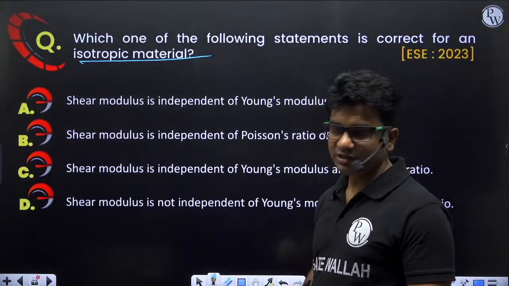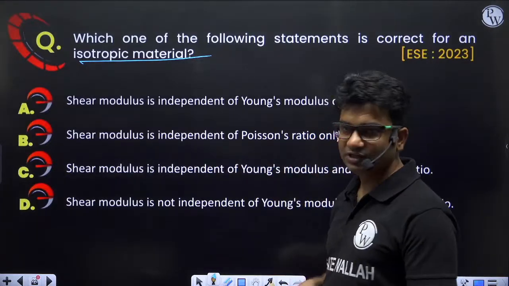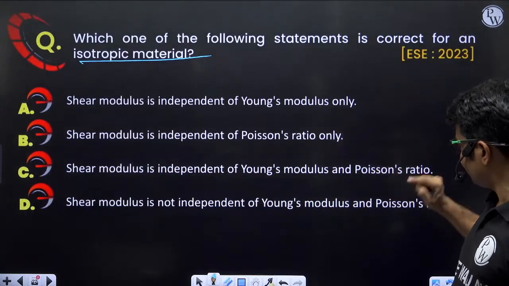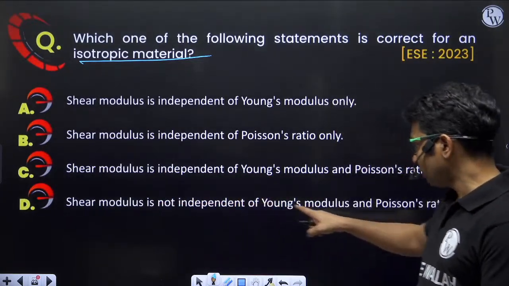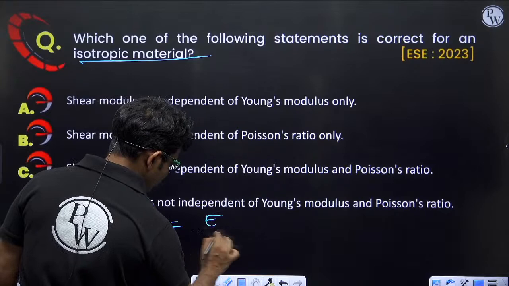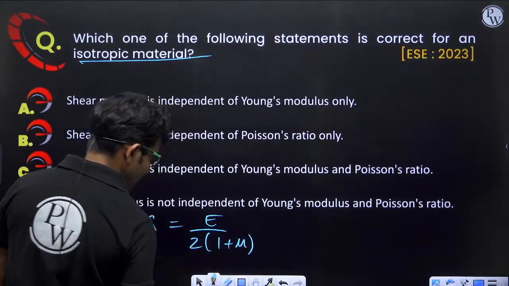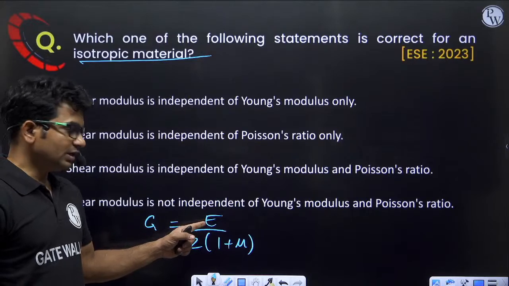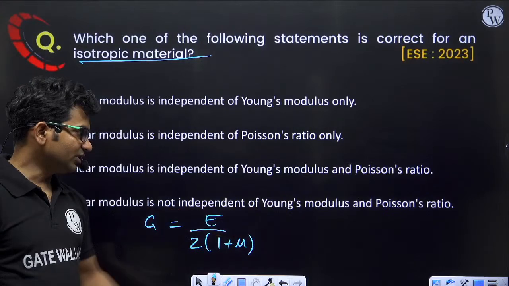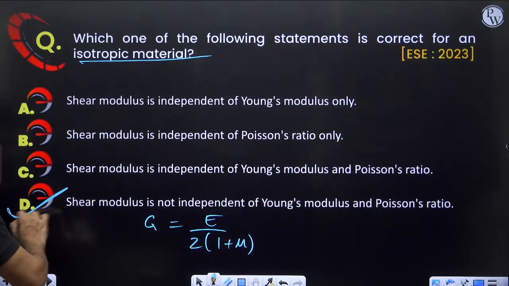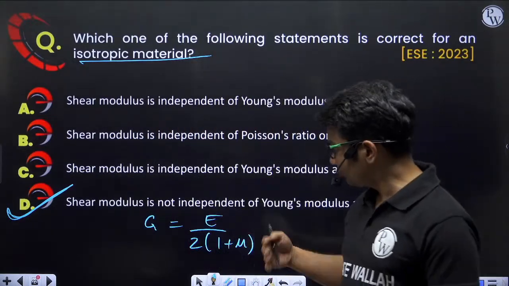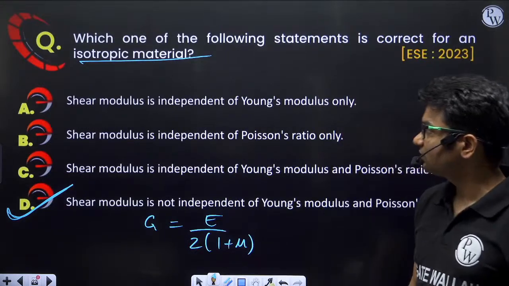Shear modulus is independent of Young's modulus only? Shear modulus depends on Young's modulus. Shear modulus is independent of Poisson's ratio? No, it depends on Poisson's ratio also. Shear modulus is independent of Young's modulus and Poisson's ratio? No. Shear modulus G is equal to E upon 2(1 plus mu). So shear modulus depends on Young's modulus and also on Poisson's ratio, so it is not independent of them. The correct answer will be option D. If Young's modulus changes, shear modulus will change. If Poisson's ratio changes, then also shear modulus will change.